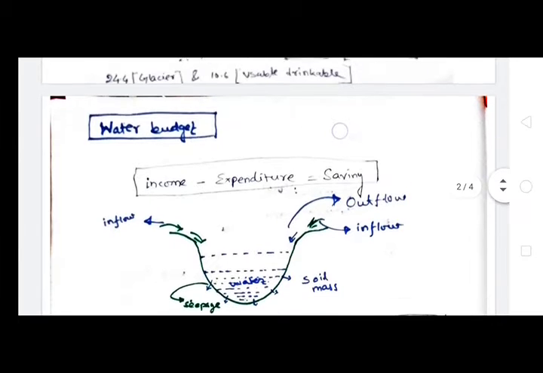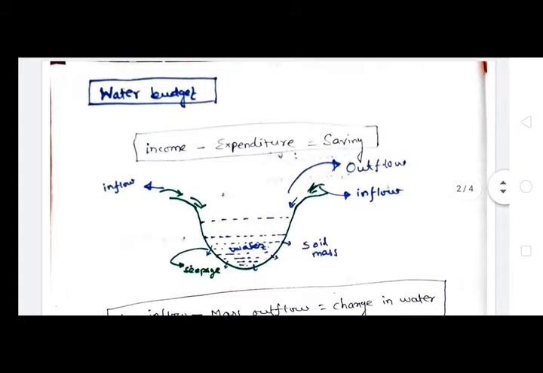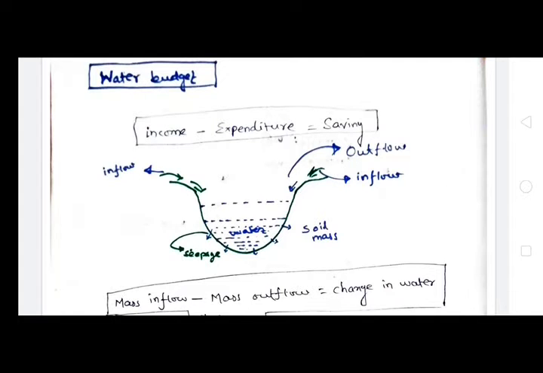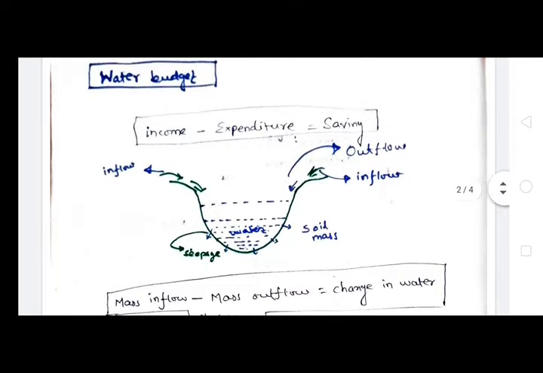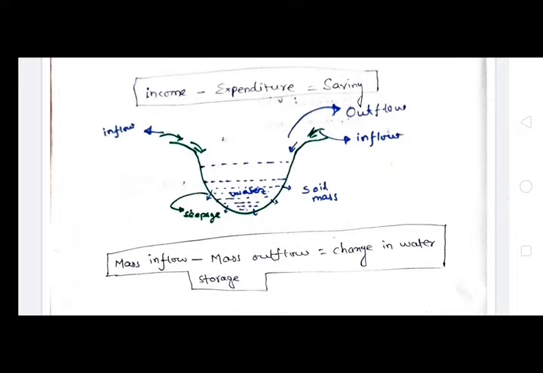Now come to the water budget equation. We can understand this equation by the simple income, expenditure and saving methodology. So how can we get the saving amount? If one person's income is x and his expense is y, then the saving should be income minus expense is equal to saving.